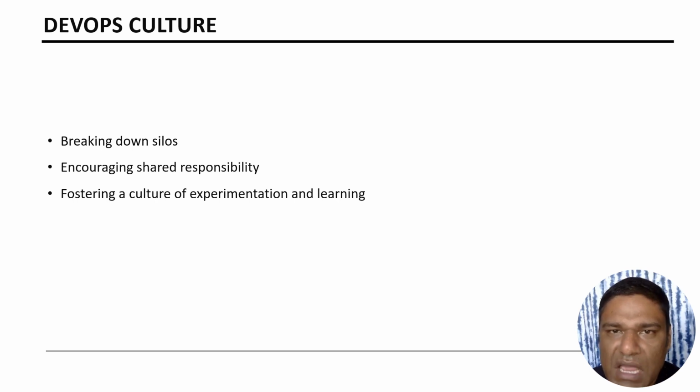Breaking down silos between development, operations, QA, and other stakeholders is essential for fostering a culture of trust and collaboration. If we encourage teams to take ownership of their work, and empower them to experiment and learn from failures, organizations can create a culture of continuous improvement and innovation.